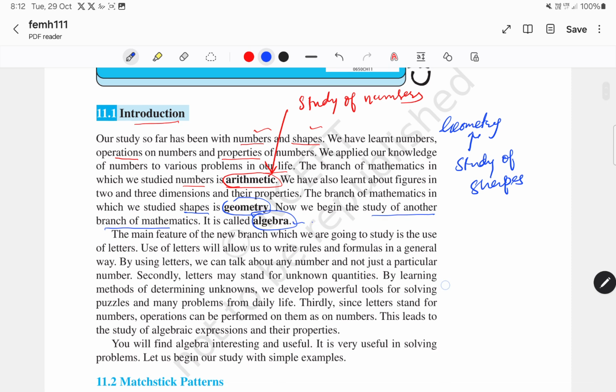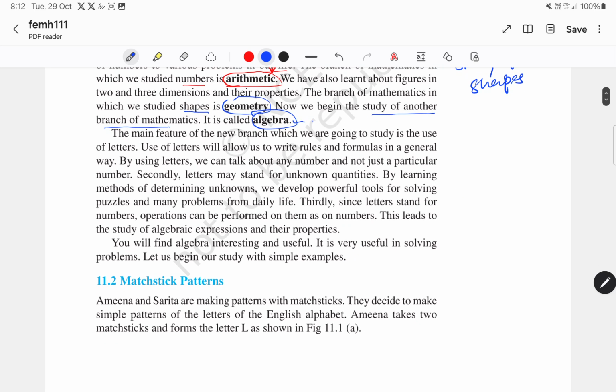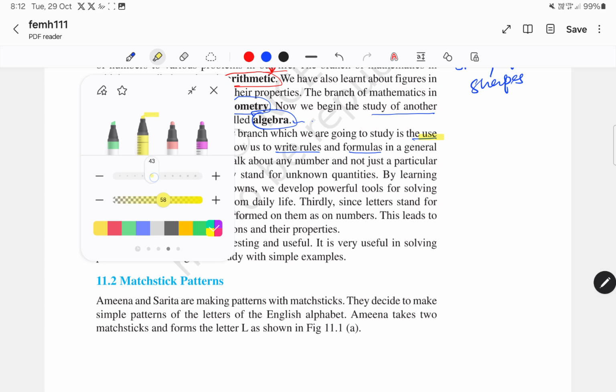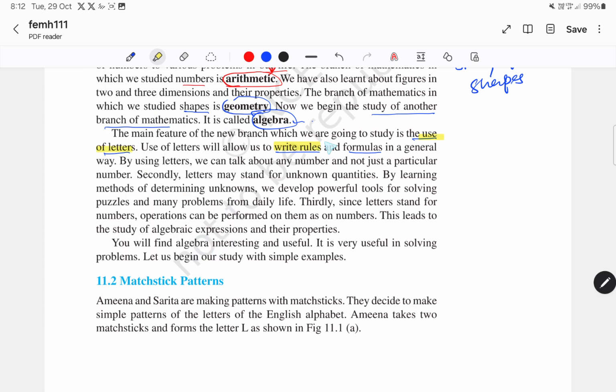Now we can study algebra. This is a new branch of mathematics. The main feature of the new branch which we are going to study is the use of letters. In algebra, we will use letters, small letters of the English alphabet. Use of letters will allow us to write rules and formulas in a general way.